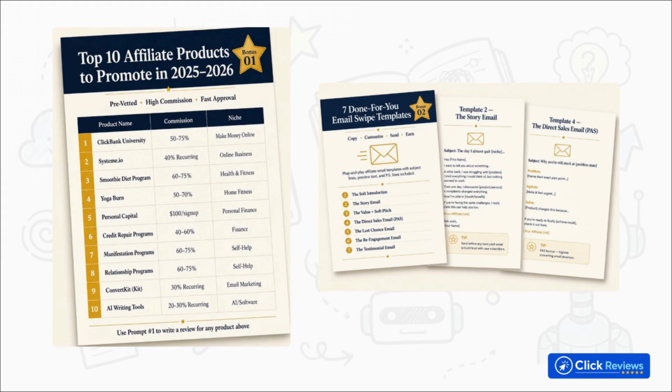First, you've got a 2026 affiliate program reference list, which features 10 pre-vetted products you can start promoting, plus you get 7 done-for-you email swipe templates that cover everything from a gentle, soft intro email all the way to hard direct sales frameworks. They're honestly perfect just as study references alone.